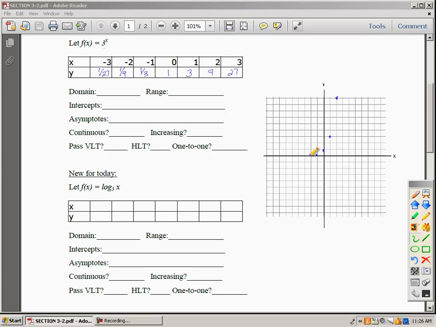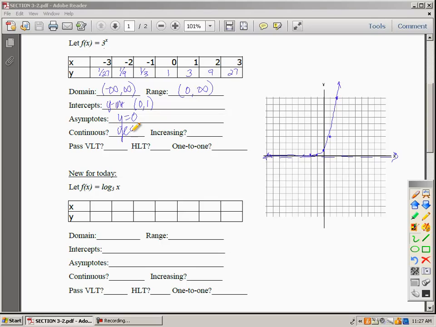Again, 1/3, 1/9, 1/27. Don't forget to get close to the x-axis, but try not to touch because I have this asymptote that's here. So my domain for this was all reals. My range was from 0 to infinity, not including the 0. The only intercept I had was a y-intercept, and that occurred at (0, 1). The asymptote is the x-axis, which is the equation y equals 0.